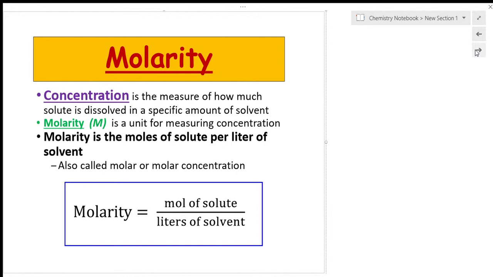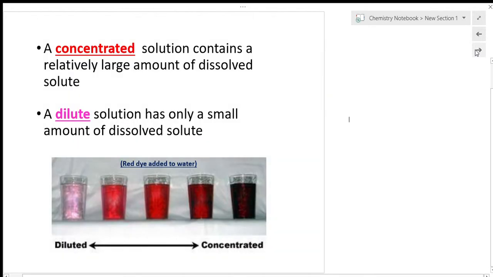Sometimes you're going to hear molarity called a molar concentration, or if we say a molar solution, that also means molarity. If you take a look at this diagram below, you're going to notice that it has a drastic color change going from left to right. On the right-hand side is what we would call a concentrated solution, which means it has a large amount of the solute dissolved in there. In this case, it's the red food dye.